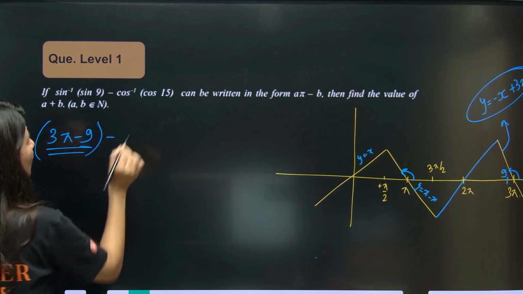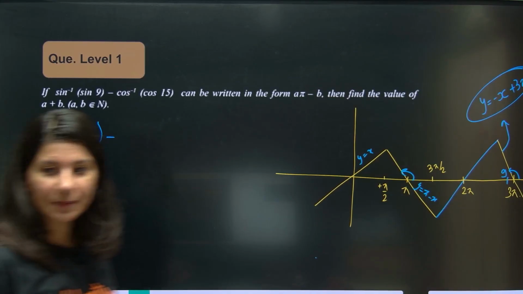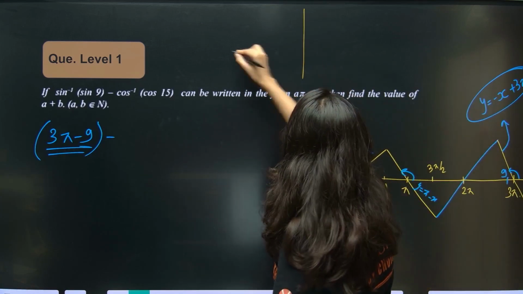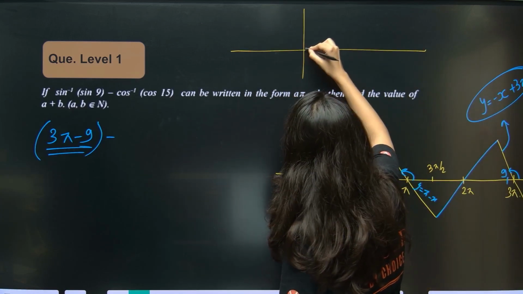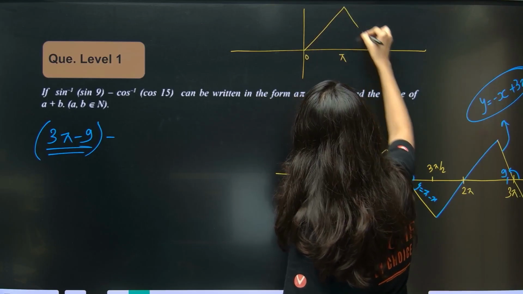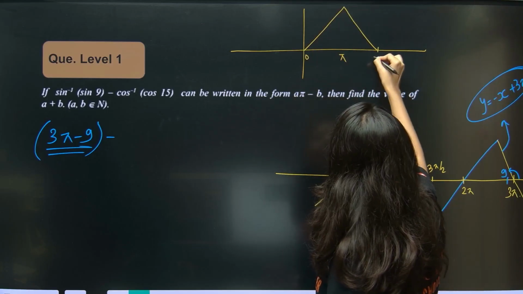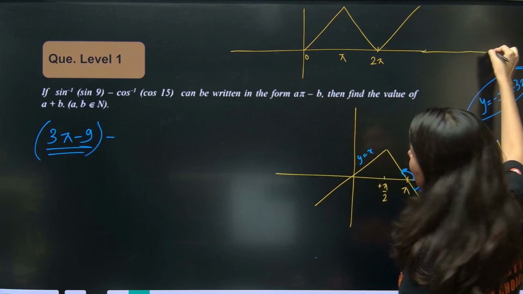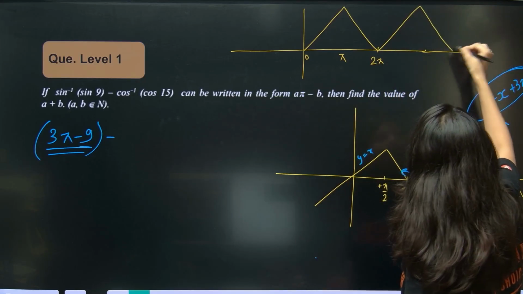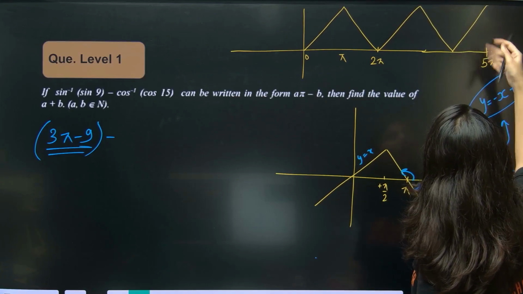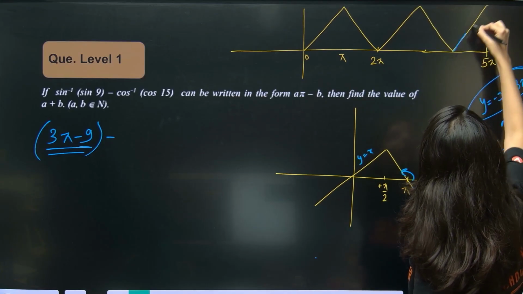Minus cos inverse cos 15. Cos inverse cos 15. So now draw the graph. So ma'am, it will be y is equal to x from 0 to pi. Then pi to 2 pi, it will be like this. Then this is 3 pi. Okay, this is 4 pi. Then this is 5 pi. Can you see 5 pi is 15? So we have to look for this thing.